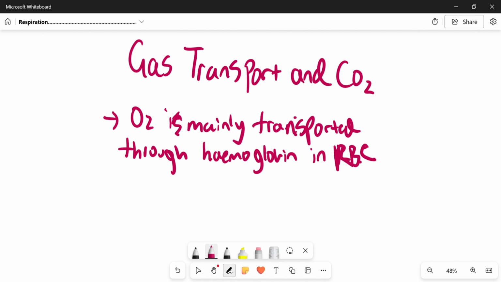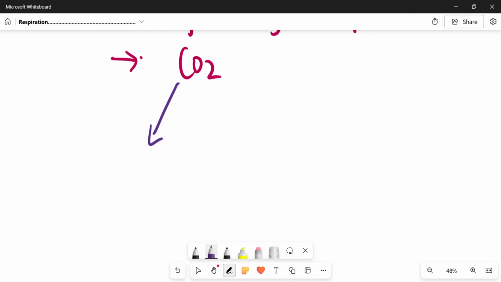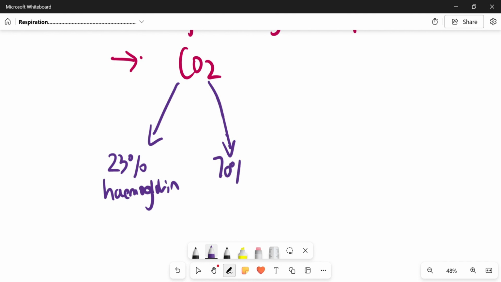Now, moving on to carbon dioxide. Carbon dioxide is transported by three different mechanisms. 93% is within red blood cells, but in two different ways: 23% is bound to hemoglobin, and 70% is converted to bicarbonate. The other 7% is dissolved in plasma.